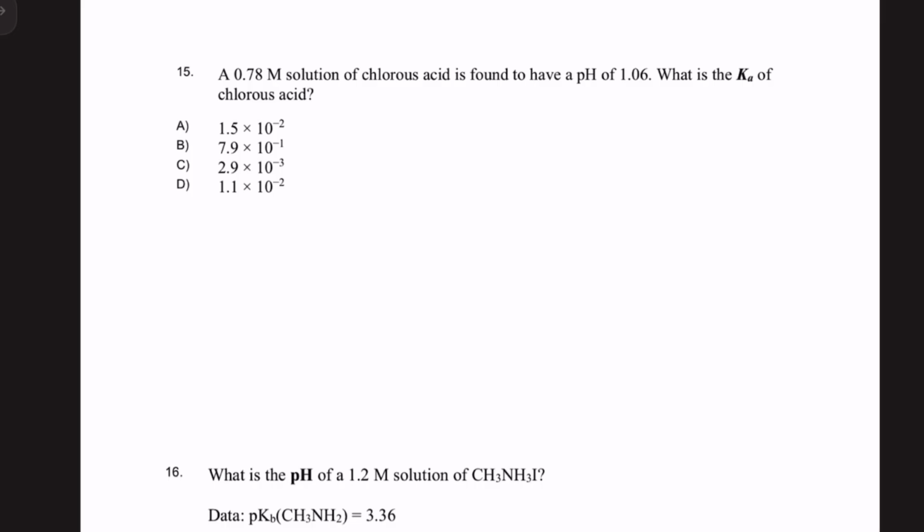All right, question 15. A 0.78 molar solution of chlorous acid is found to have a pH of 1.06. What's the Ka of chlorous acid? So we have to, of course, start with writing the chemical equation out. Chlorous acid is HClO, and we are going to mix it with water, and this is going to form ClO minus plus hydronium, H3O plus. And now we need to set up an ICE table once again.